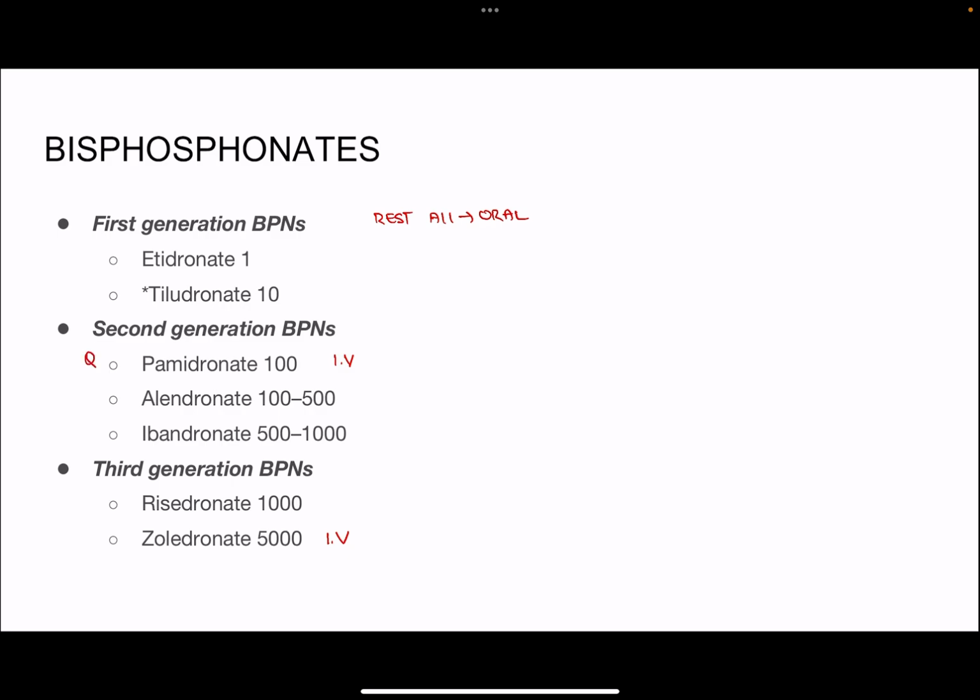Again, this is a very important MCQ question. Under this, the more efficacious drug will be zoledronate. It is more potent as well as more efficacious. Very, very important. The least potent will be the first generation bisphosphonates.